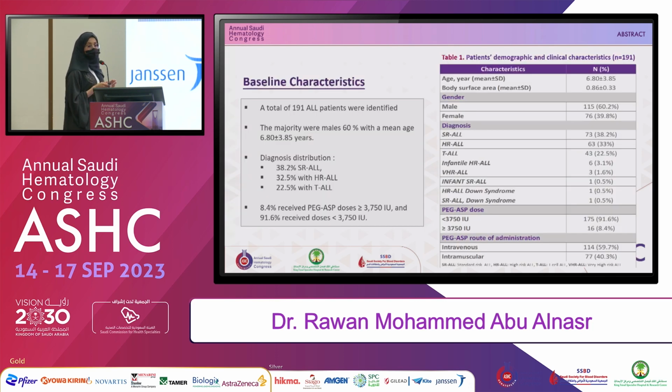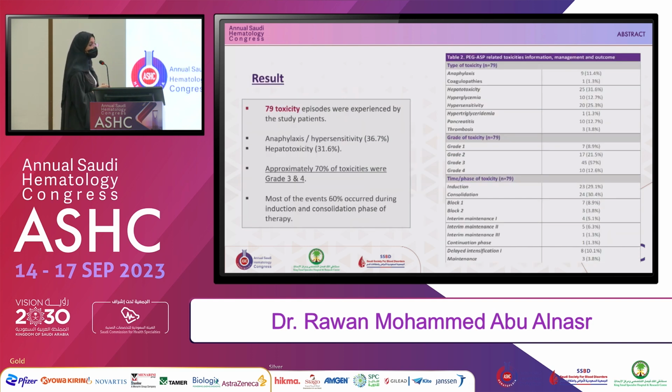A total of 191 pediatric ALL patients were identified during the period of 3 years. The majority were male, and the most observed diagnoses were standard risk ALL, followed by high risk ALL and T-cell ALL. And as expected, the majority of our patients, 91%, received doses less than 3,750. So what about the prevalence of toxicity?